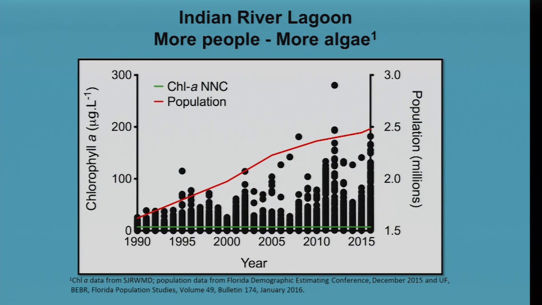So if we look at the Indian River Lagoon from 1990 to present, this is the chlorophyll A, the amount of algae in the water column, phytoplankton algae. Those are the black dots. We put the chlorophyll numeric nutrient criteria on here, also the green line, that's way down at the bottom. That's what we want the chlorophyll A to be. Well, you can see how high the chlorophyll A is in the Indian River Lagoon.